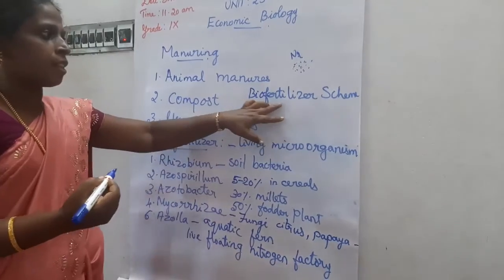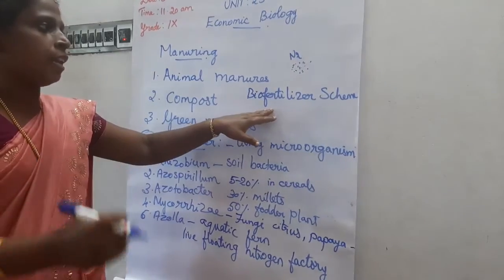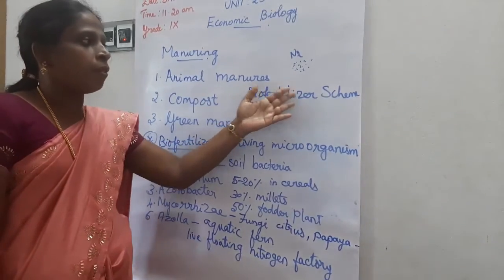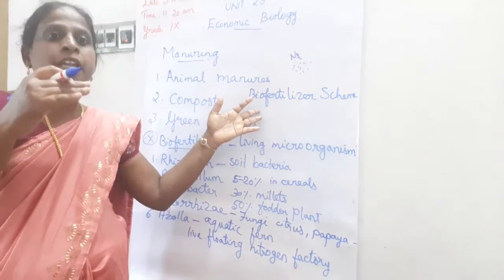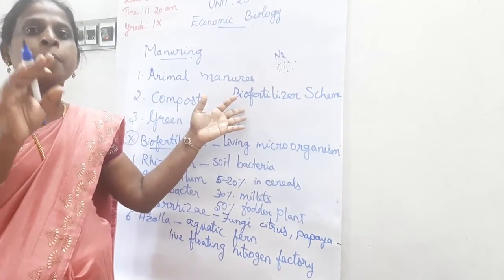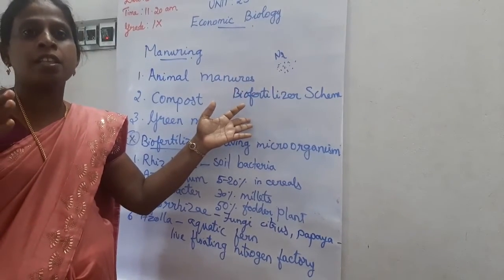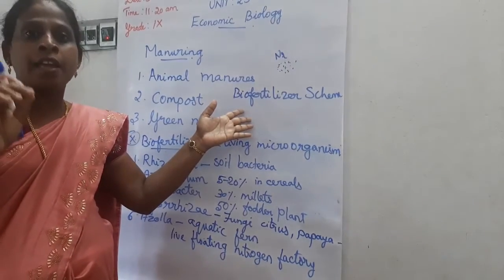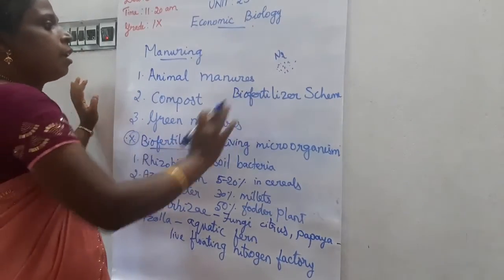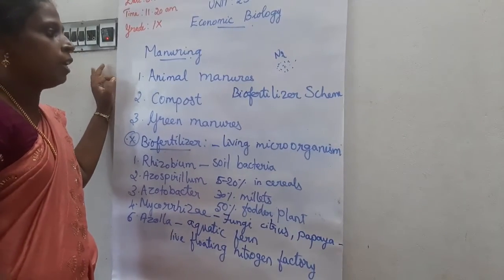This biofertilizer scheme was launched by the Tamil Nadu government recently. The aim of this scheme is to increase natural farming and also to boost and maintain the soil fertility. That is the aim of the biofertilizer scheme. It was launched by the Tamil Nadu government recently.